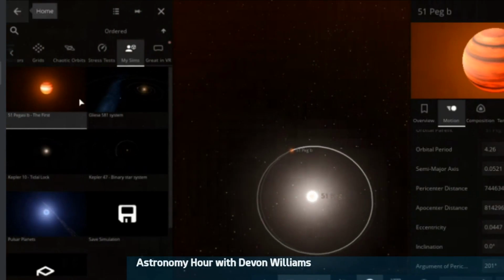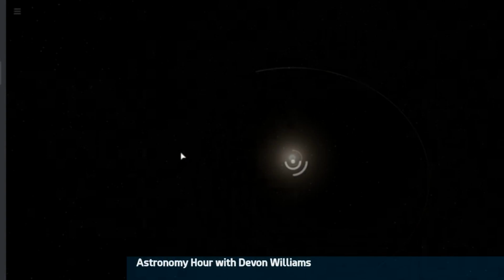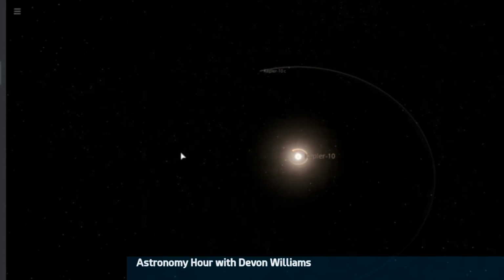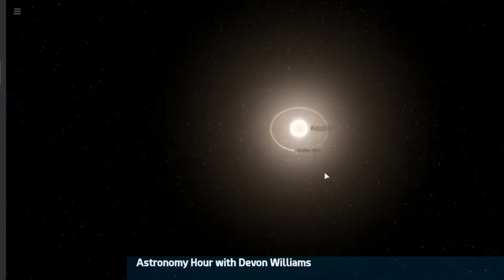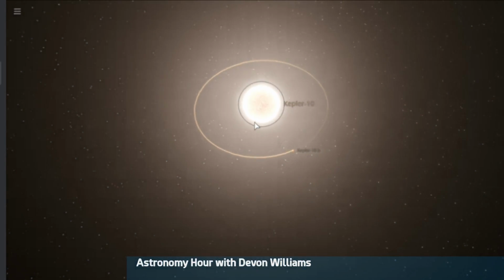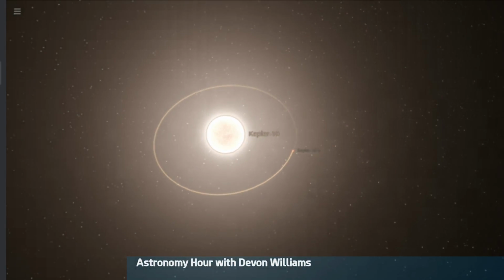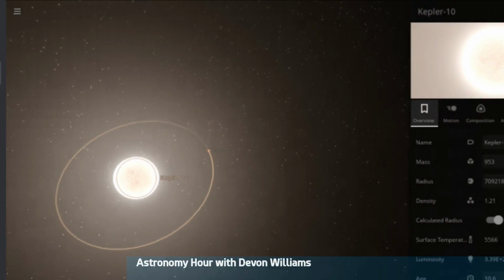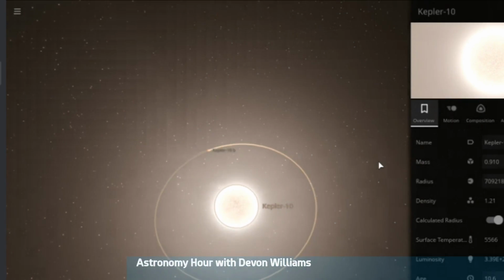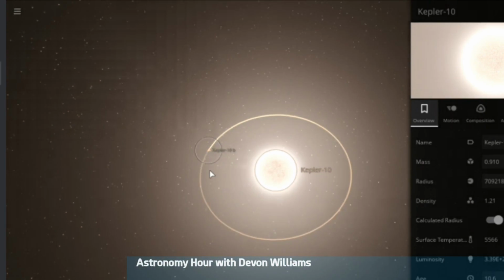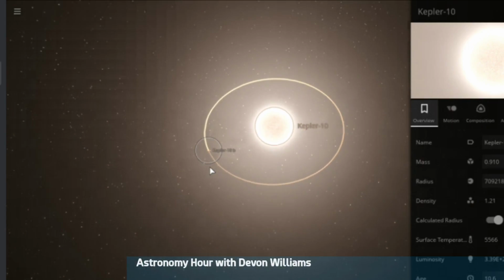Oh boy, were we wrong. We found a lot of these systems that had a lot of planets very, very close to their stars. Another perfect example of that is the Kepler 10 system. Now, Kepler 10 is actually very, very similar to our own sun. It's only a little bit less massive than our sun, and it's a little bit older than the sun.